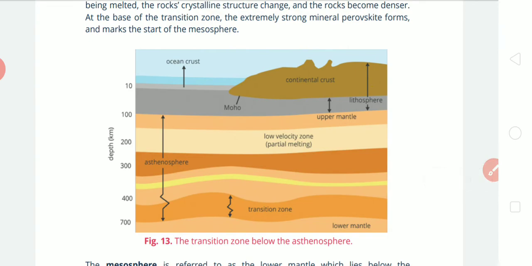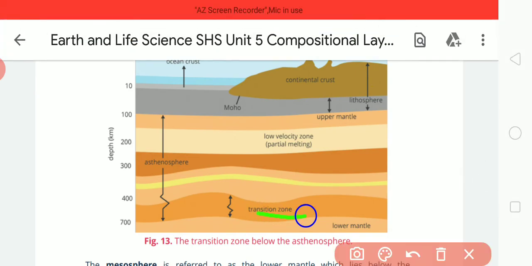So this is the transition zone. Here is the asthenosphere portion, and then here is the lithosphere. The asthenosphere has the plastic physical state.